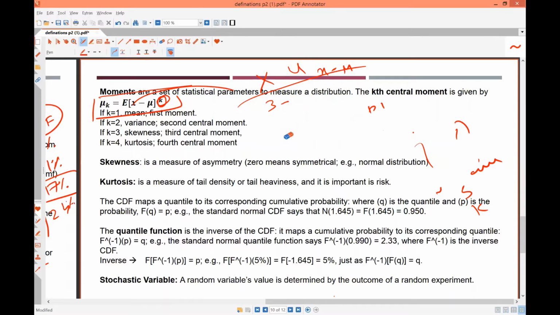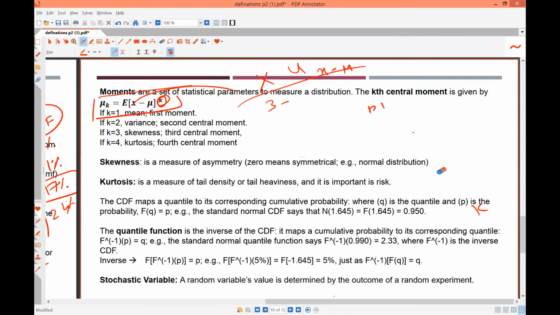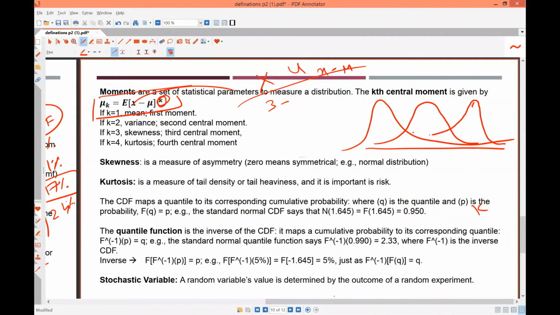It is a detailed study there, but skewness is actually a measure of symmetry. Your distribution can be skewed towards the right. So this is a normal distribution. A positive skew distribution would be something like this, and a negatively skewed distribution would be something like this.